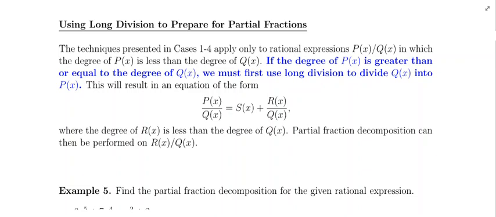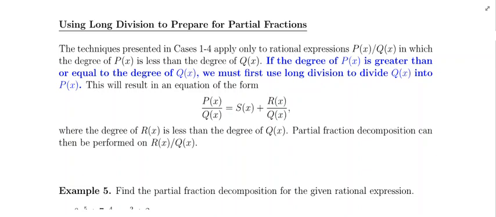It says the techniques presented in cases 1 through 4 apply only to rational expressions p of x over q of x, in which the degree of p of x is less than the degree of q of x. If the degree of p of x is greater than or equal to the degree of q of x, we must first use long division to divide q of x into p of x.